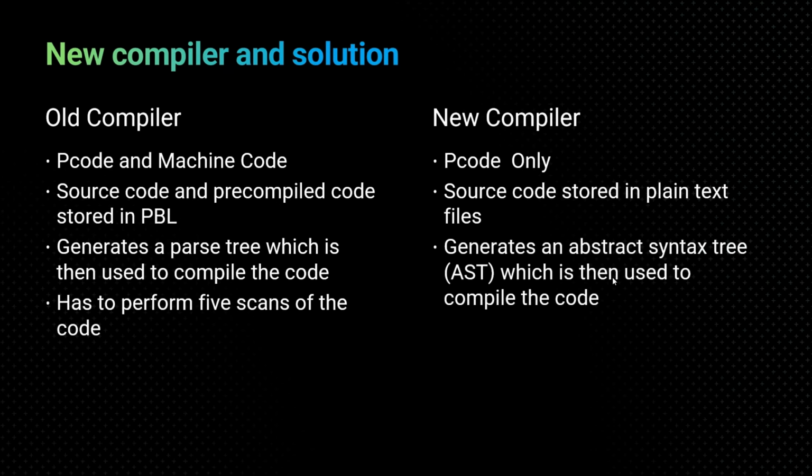The new compiler uses an abstract syntax tree and then uses that to compile the code. That's one of the reasons the compiler is so much faster. Abstract syntax tree is a newer way of building compilers that makes them significantly faster. The other thing is that, because it uses the abstract syntax tree, it only has to do one scan of the code to do the compile. It doesn't have to scan it over and over again. So yeah, it's dramatically faster, for reasons we'll get into in a bit.